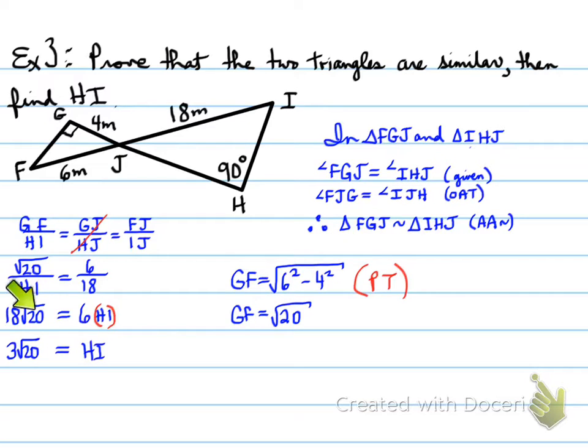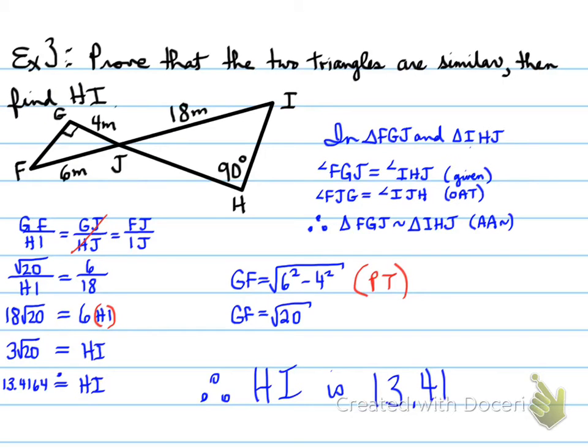How did you get 3 root 20? Remember, you have to divide by 6, and 18 divided by 6 is 3, and root 20 is on the inside. Your calculators will give you an answer of 6 root 5, which is fine, but ultimately the final answer that you want is a decimal. Yes, I do want a decimal in the end. So at the very, very end, you give me the decimal. That's when you touch your calculator, and you find out that HI is equal to 13.4164 meters.